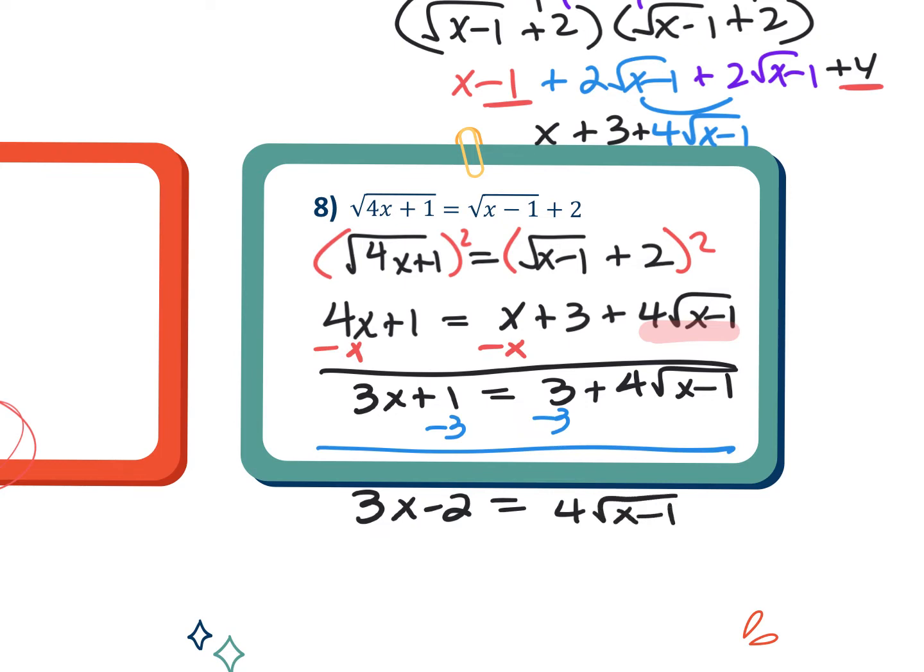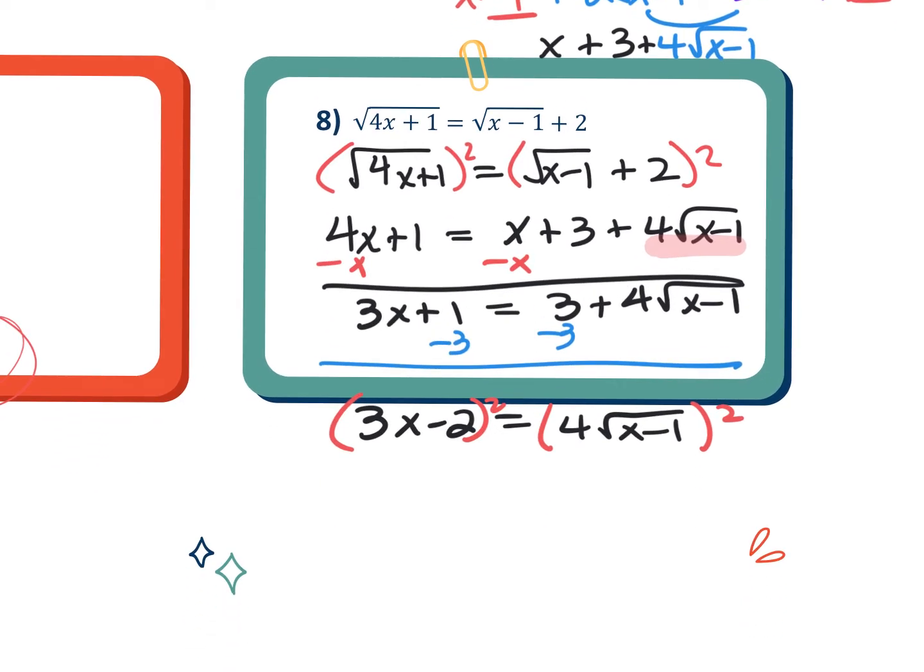So it's isolated, so now I square both sides. I'm foiling the 3x minus 2. So once I FOIL that, I get 9x squared, and then I'll get -6x, -6x, so -12x plus 4. And then the right side, square the 4, and then the x minus 1 comes out.